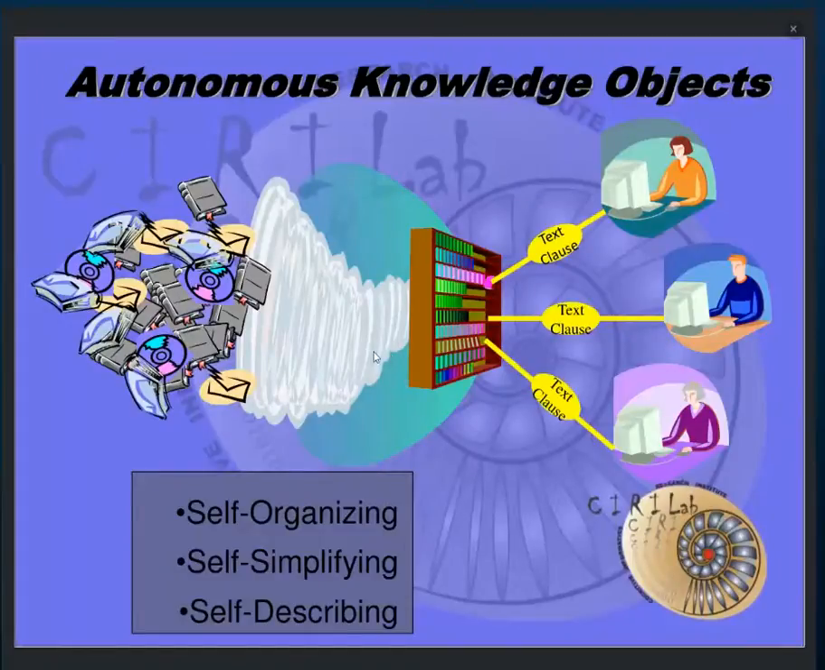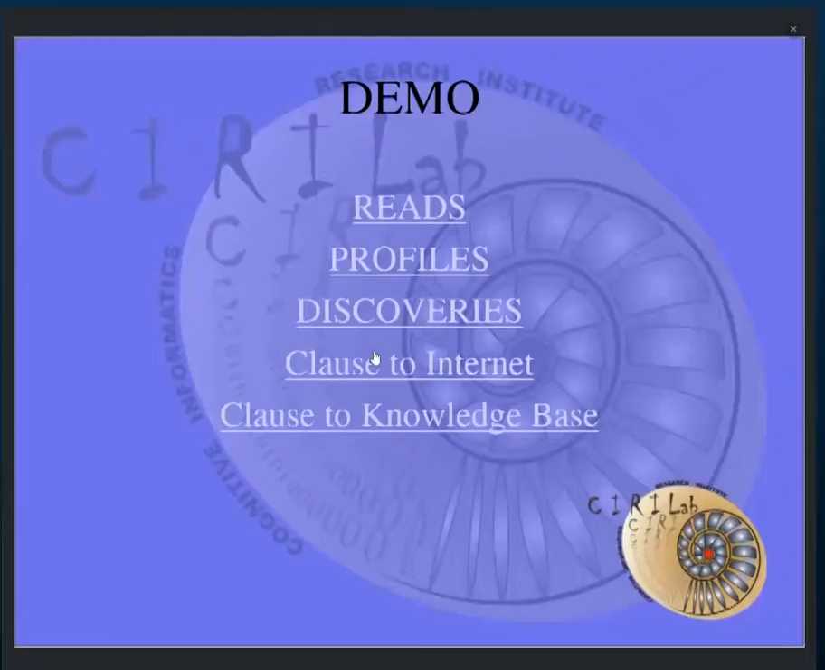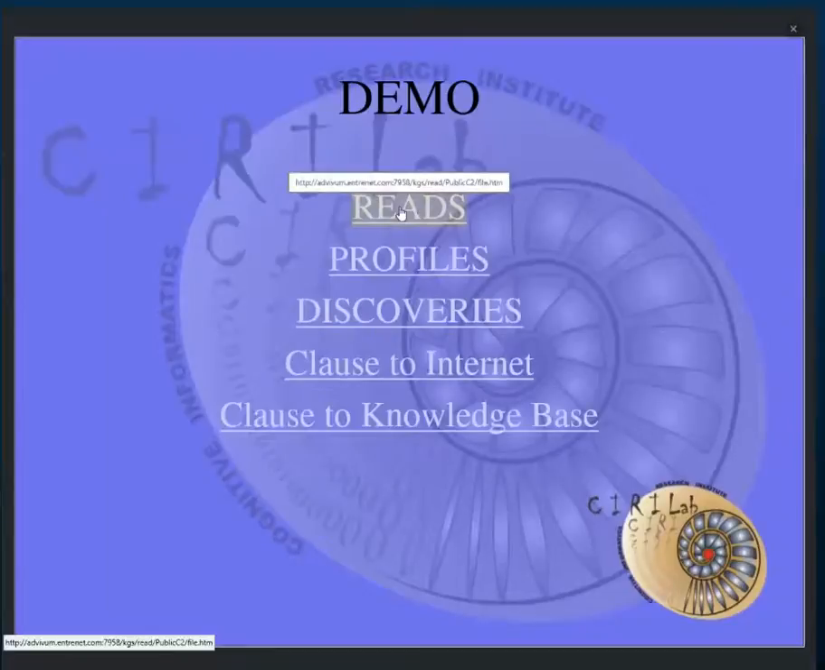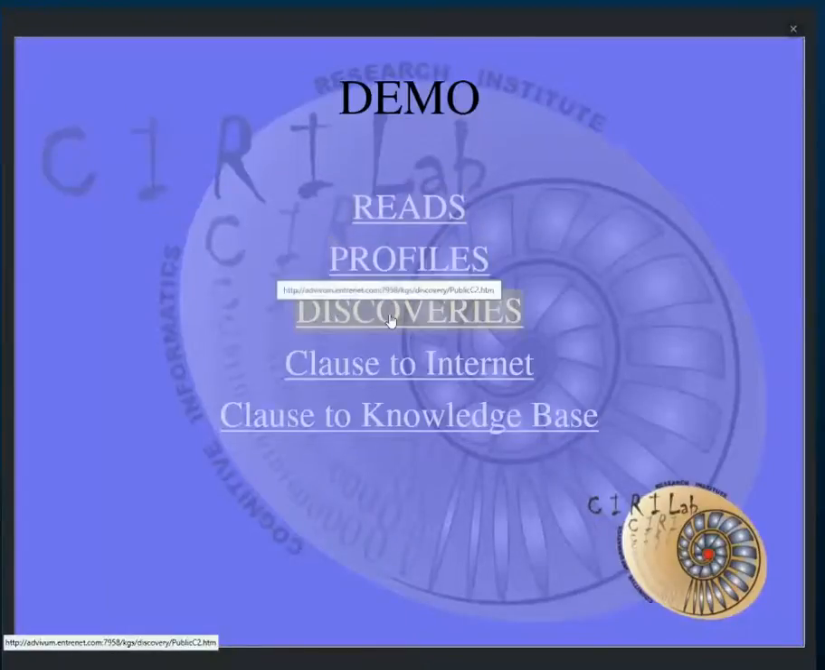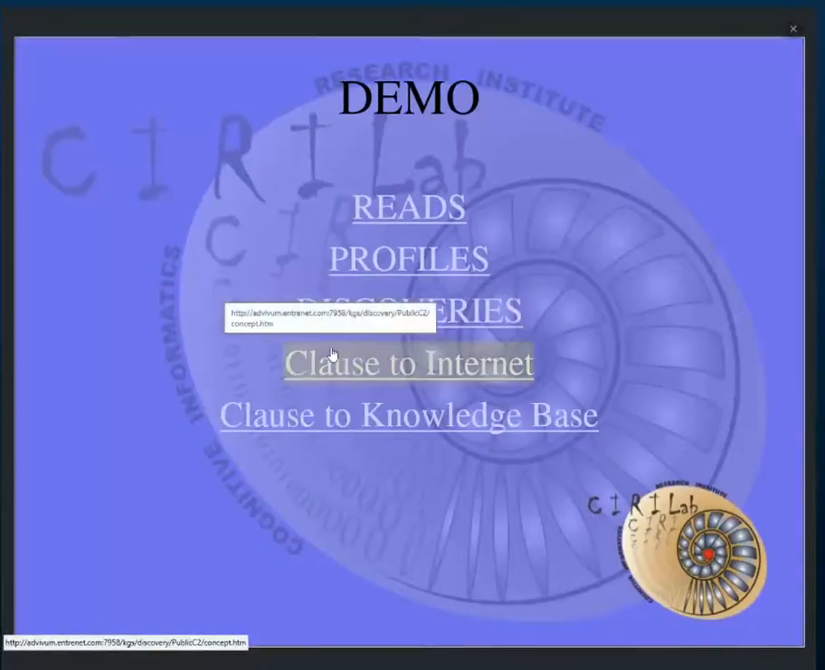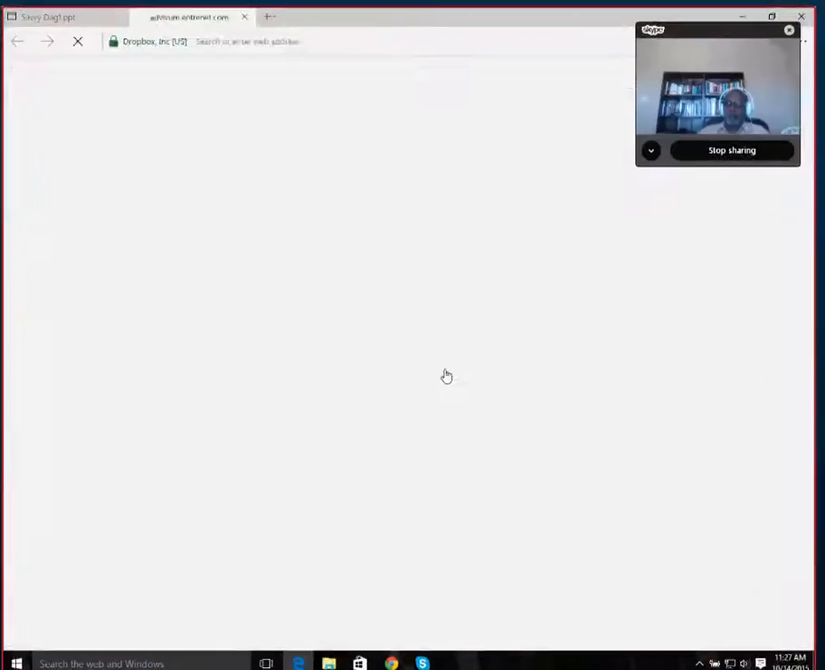So if we move on to just looking at again the structure, and this is where we have to decide, how did I put the documents in? And there's three capabilities, which are the reads, the profiles, and the discoveries. All of these are data capture that dumps data into the knowledge base. Our interest is either the clause or the internet. In other words, I want to search for information.